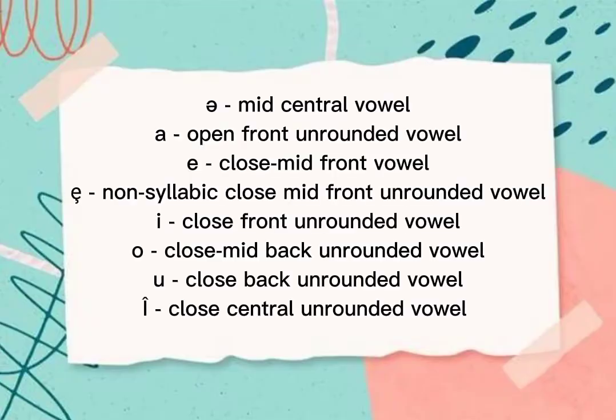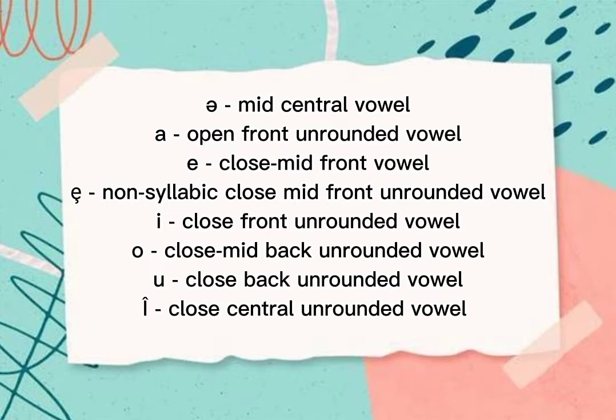And now, let us proceed to the Romanian vowel chart and their articulation. The letter A is a mid-central vowel. The letter Ă, as in A, open front and rounded vowel. The letter E, close mid, front and rounded vowel.